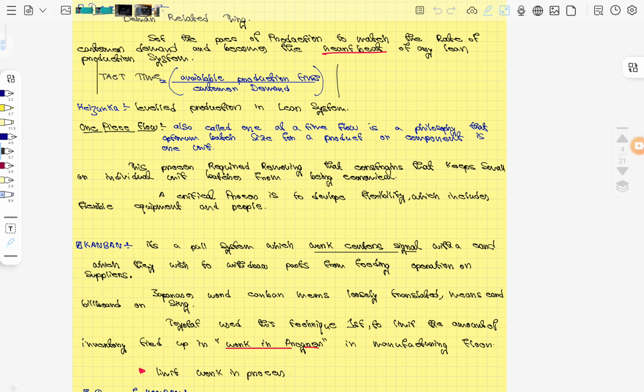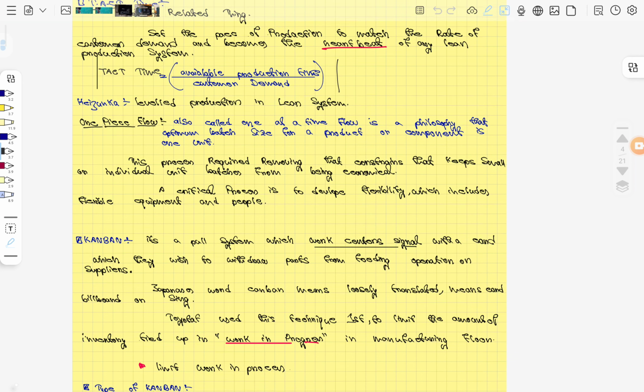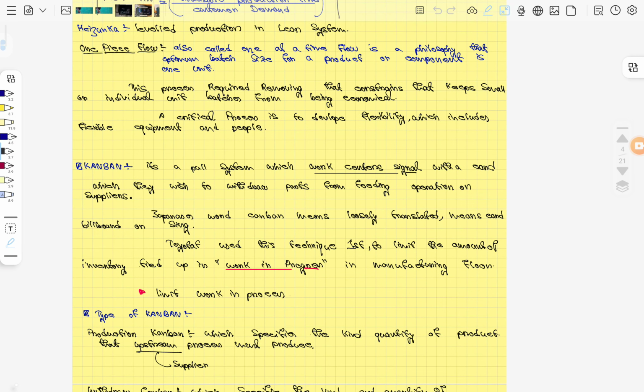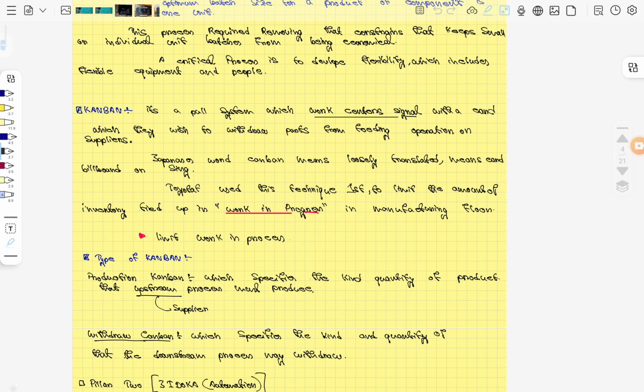So Heijunka is the level production of the lean system, and one piece flow is the philosophy that the optimum batch size of the product component is 1 unit. This is the process required for removing the constraints, keeping all the small individual unit batches economical. A critical process develops flexibility, which includes Kanban. It is a type of pull system which works on a signal with a card, which they use to withdraw parts from the previous operation's supplies.